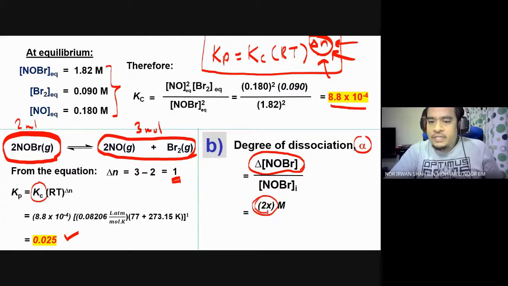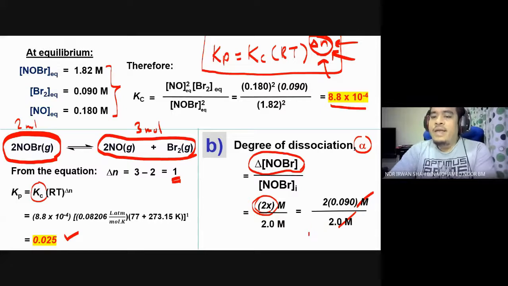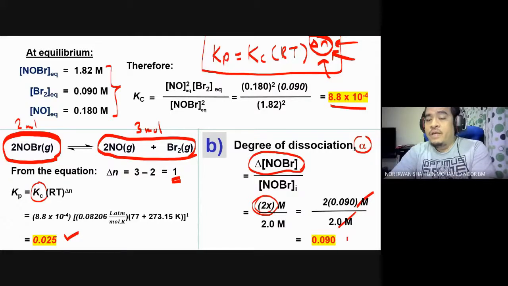Okay, this is the change of the concentration of nitrosyl bromide, and then divide by the initial concentration of nitrosyl bromide, which is 2 molar. Since we have already determined the x value just now from the ice table, remember, 0.09, so 0.09 times 2 divided by 2 molar. Molar and molar cancel. And what are we going to get for the answer here? The answer is 0.09, class. So this is the degree of dissociation of nitrosyl bromide.